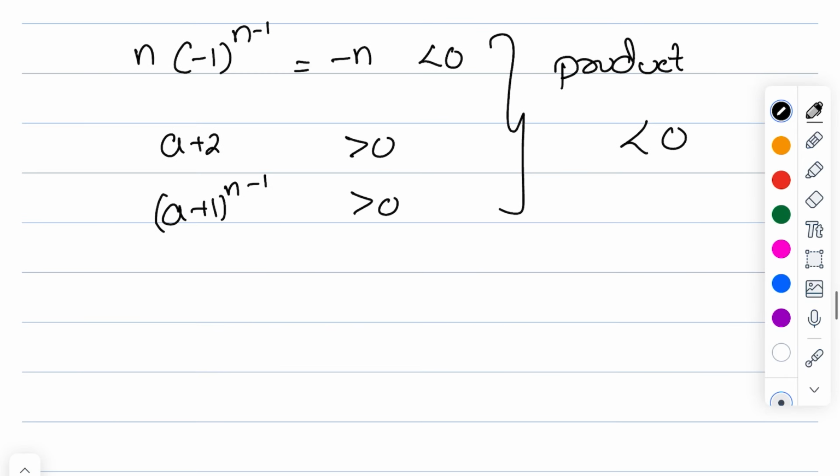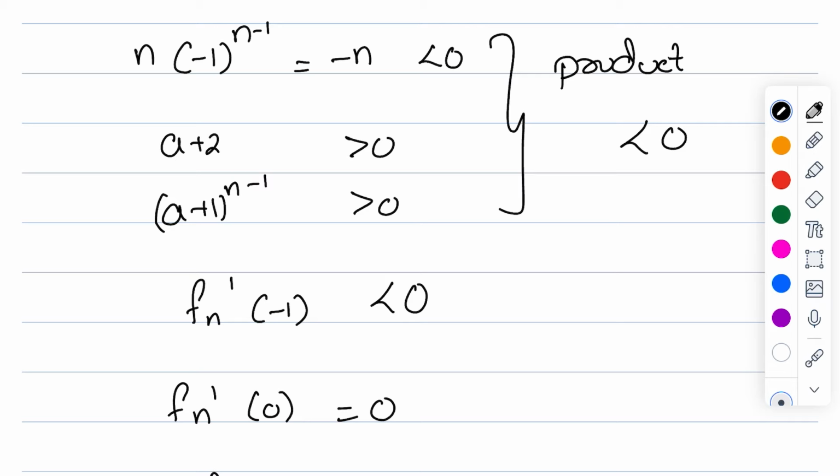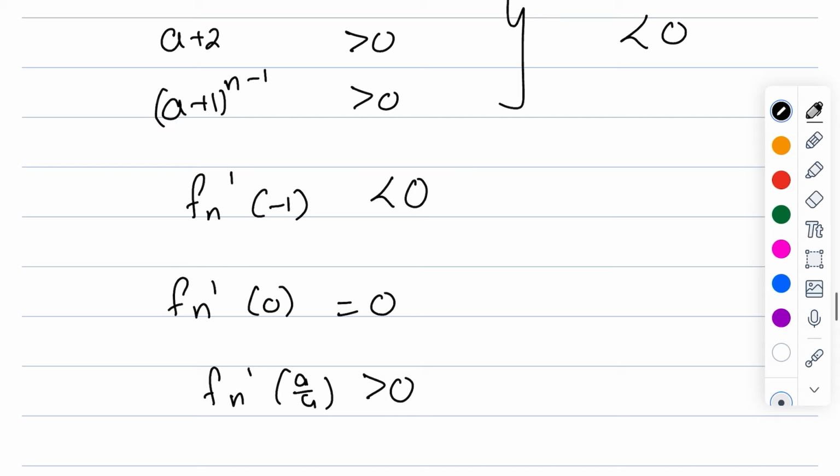So what can I say? If it is an even number, it's going to be negative. So the derivative is negative. Then at 0, it is going to be 0. And at a upon 4, it's going to be positive. So your derivative becomes negative, 0 and positive. Negative, 0 and positive. So it's going to be a minimum point.